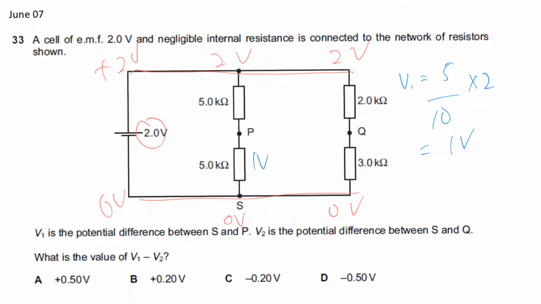So if this is 1 volt, then find the PD across this 3 kilo ohm. So let's call this V2. So V2 will be 3 over 5 times 2 volts, which gives you 1.2 volts. So therefore, when you take V1 minus V2, you get negative 0.2 volts.